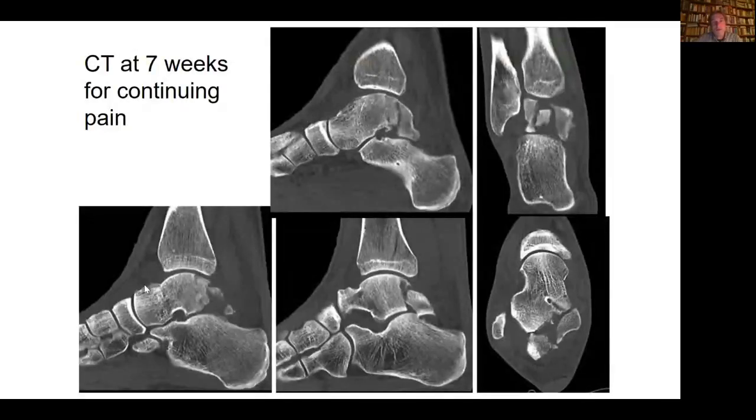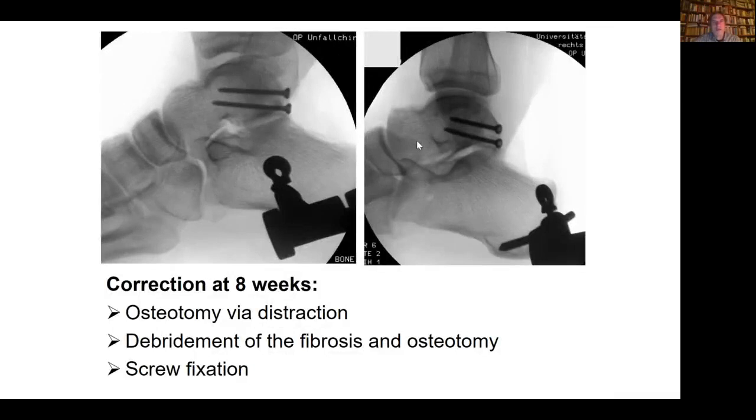7 weeks later, someone did a CT scan because he had continuing pain, even though he had quite some physical therapy. You see that multifragmentary fracture of the posterior talar body. You can see that the intermediate fragment is already firmly healed to the talar body. The posterior fragment, because it's dislocated, has not healed. So at this point in time, we needed to do a formal osteotomy of that intermediate fragment and just the debridement of the posterior fragment.